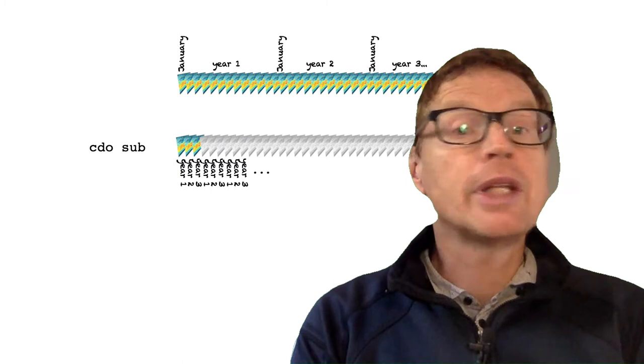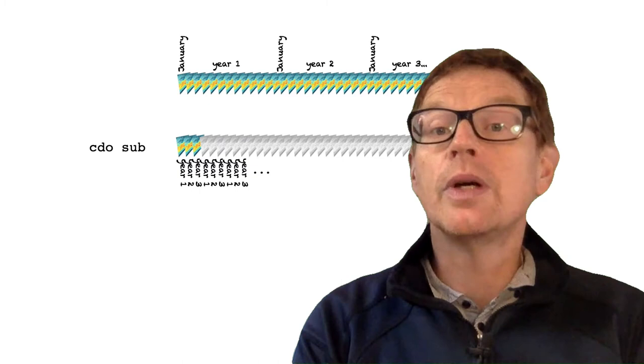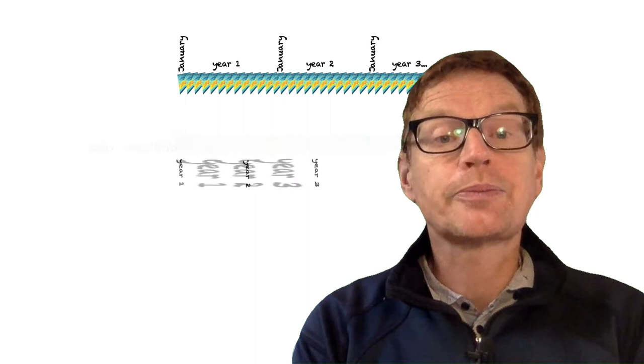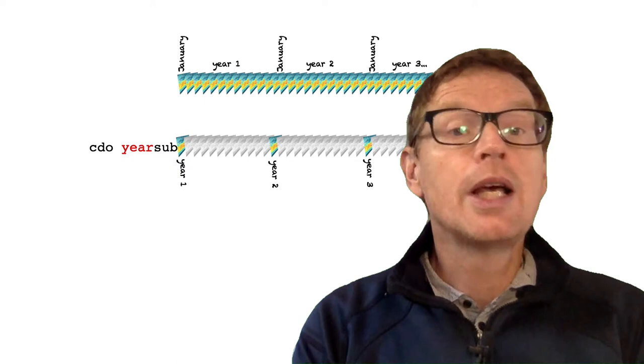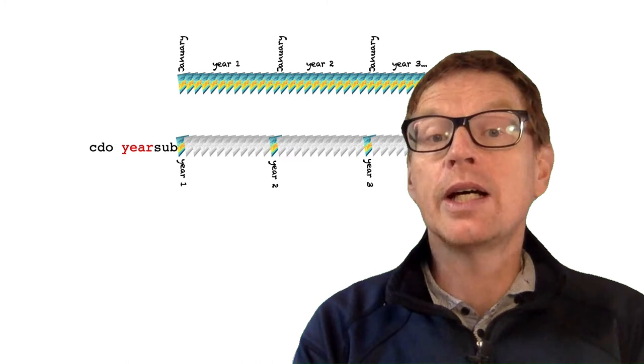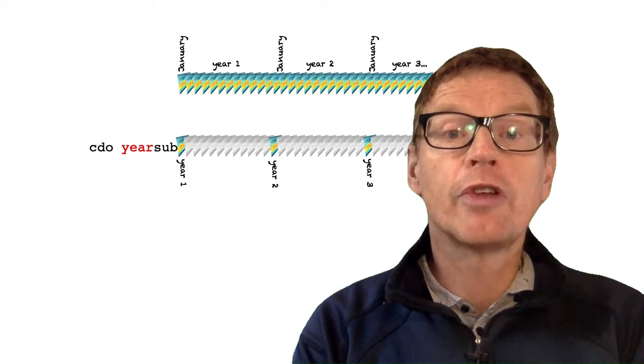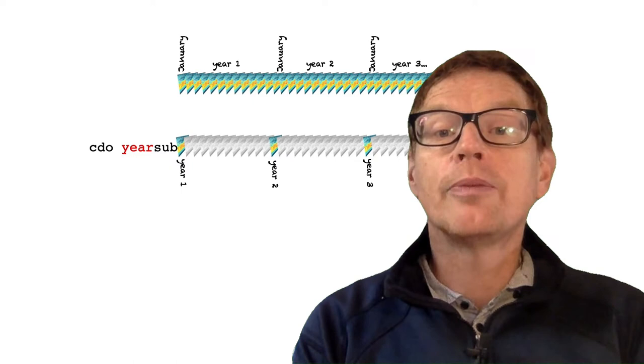What we actually want to do is lock in the years. So this is where yearsub comes in. With yearsub instead, the CDO calculation locks in the year. It says, okay, from the first year, I need to take the step with the same year, and I use broadcasting to duplicate that for the other 11 missing steps. Then the second year is duplicated 11 times to be subtracted from the second year, and so on.